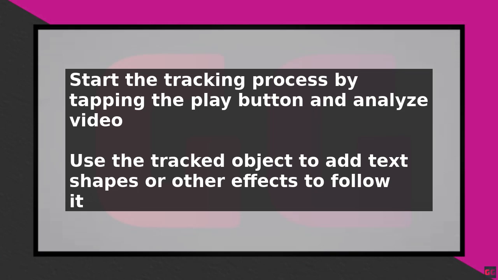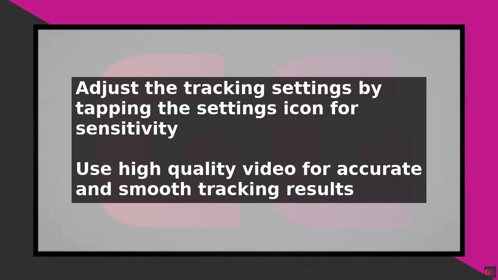You can also adjust the tracking settings by tapping on the settings icon. Here you can adjust the sensitivity and speed of the tracking. Best practice is to use a high-quality video with a clear view of the object you want to track. This will ensure that the tracking is accurate and smooth.